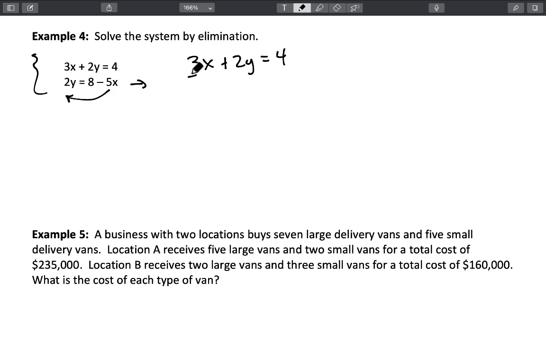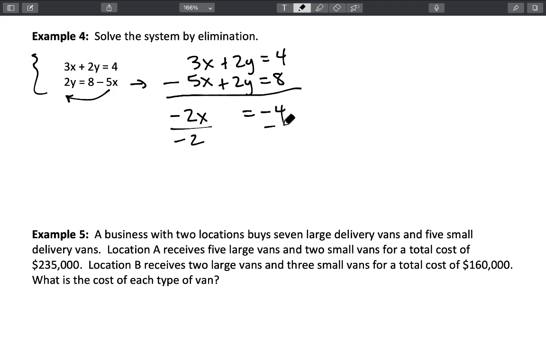All right, so if we add that 5x over to the left side, we'll have 5x plus 2y equals 8. All right, now you can see that we have a positive 2y and a positive 2y. So instead of adding these two equations together, we're actually going to subtract them from each other. So watch how this goes. We have 3x minus 5x is -2x. Then we have 2y minus a 2y, and that eliminates the y's. And then 4 minus 8, which is -4.